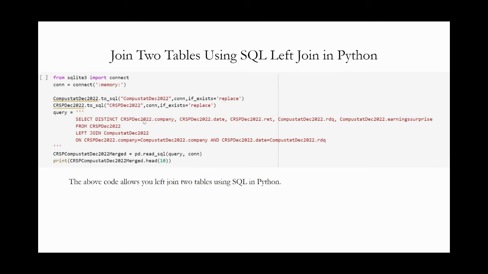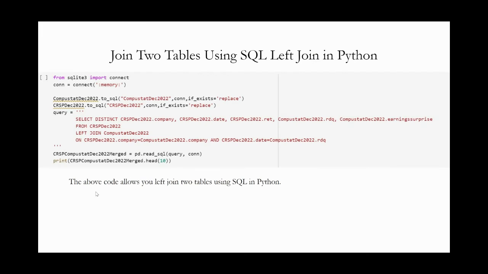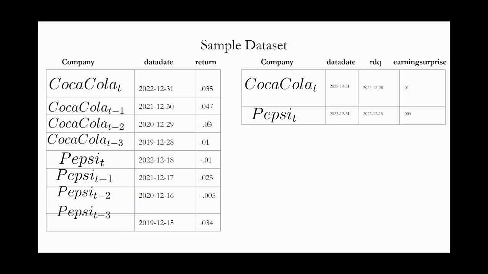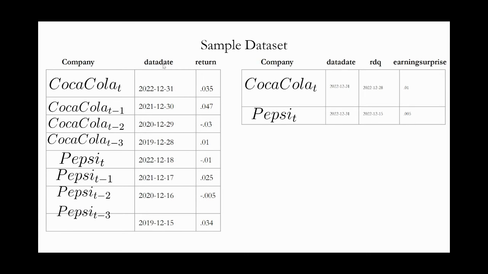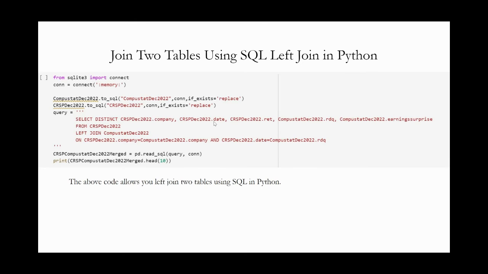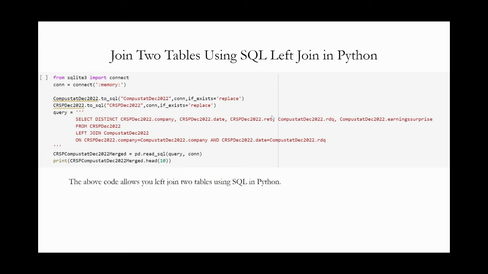So select distinct, crisp, and you'll see crisp 2022 company. That's basically saying the first variable we want is this column, company. The second column we want is date, right? It's actually called data date, but this should read crisp December 22 dot data date. So that's saying the second column we want is the crisp data date. And I should have written data date instead of date here. The third column we want is crisp December 2022 dot return, right? So that's pulling in this column, and so instead of RET, I should have written out return.